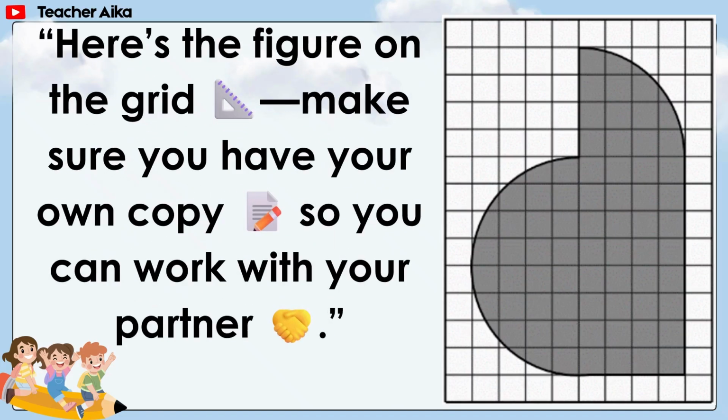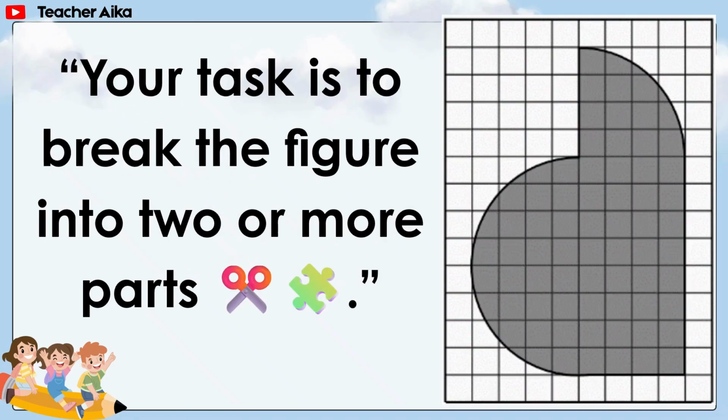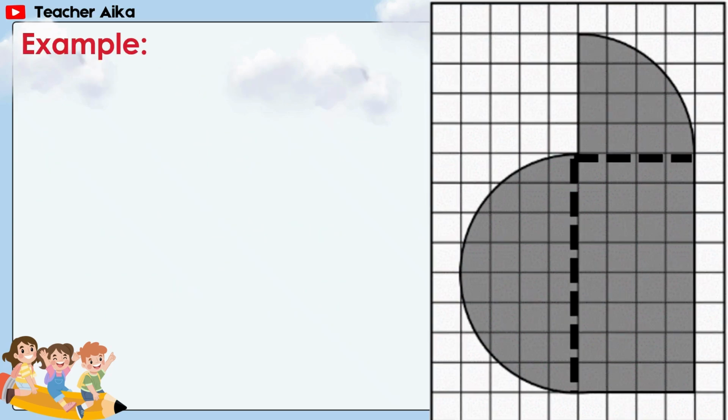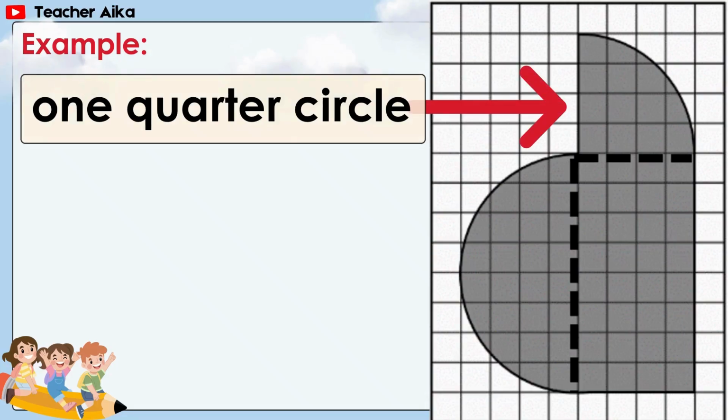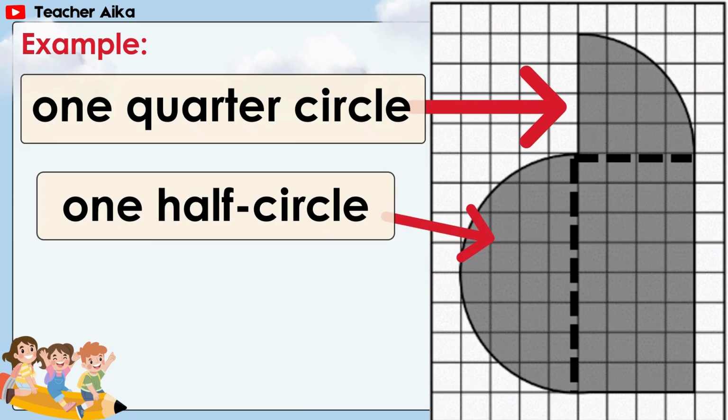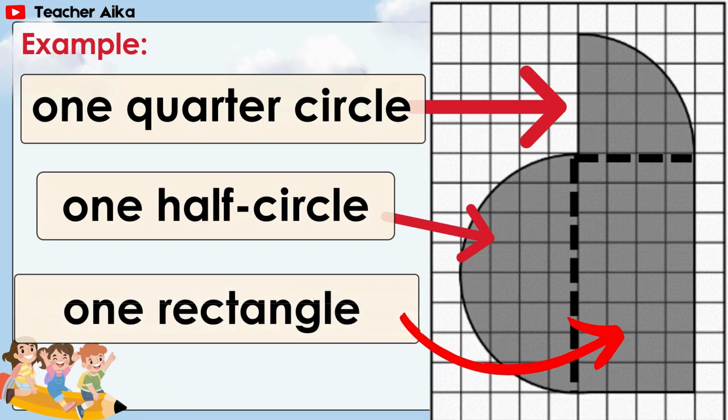Here's the figure on the grid. Make sure you have your own copy so you can work with your partner. Your task is to break the figure into two or more parts. Example: one quarter circle, one half circle, and one rectangle.